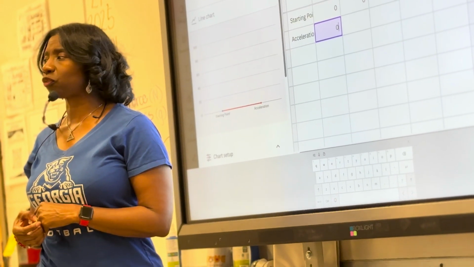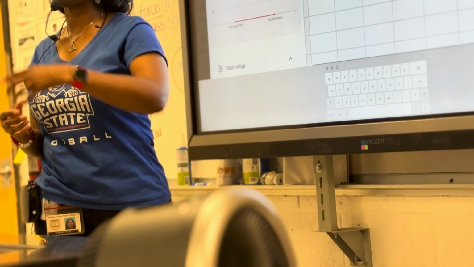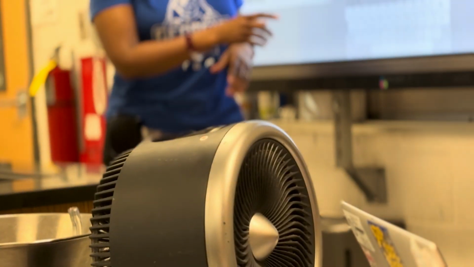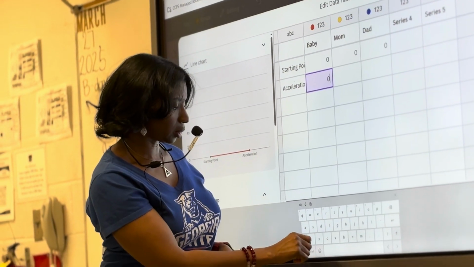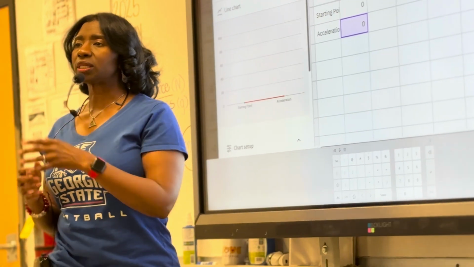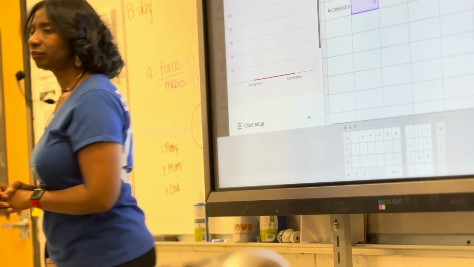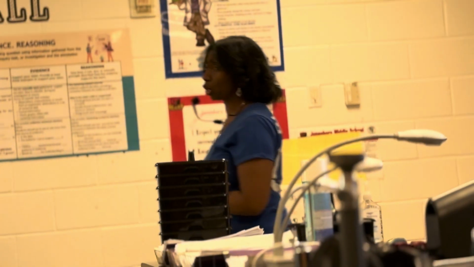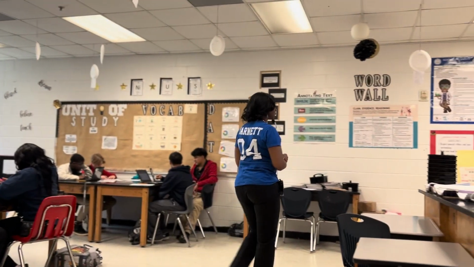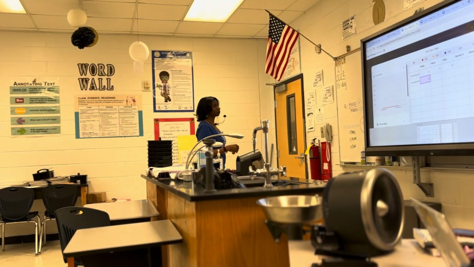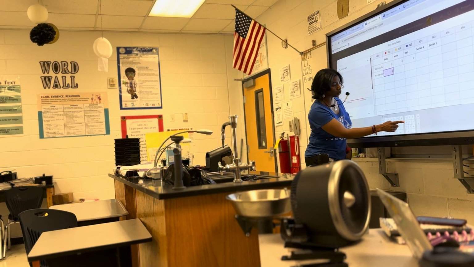Let me get someone from my first table over here on my left. What is your acceleration? My table on the left. You guys are working real hard. What is the acceleration for your baby? 42.6. So 42.6.